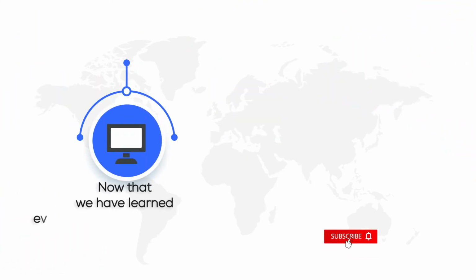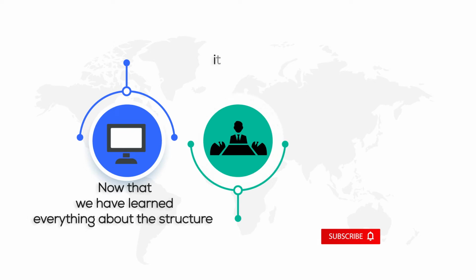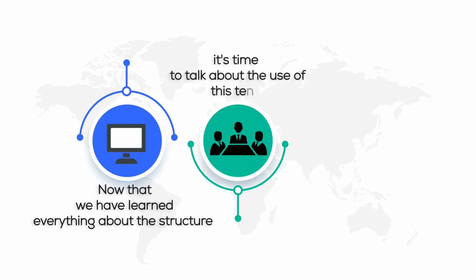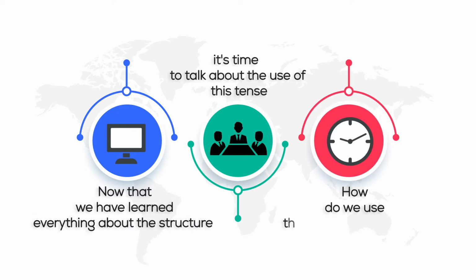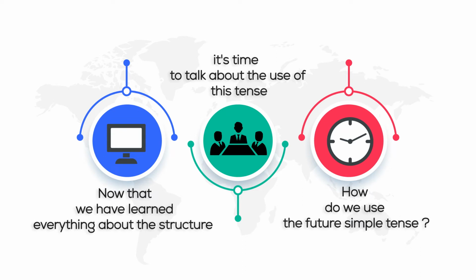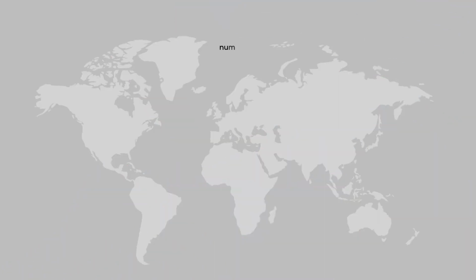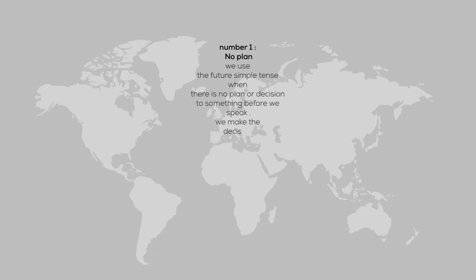Now that we have learned everything about this structure, it's time to talk about the uses of this tense. How do we use the future simple tense? Number 1: No plan. We use the future simple tense when there is no plan or decision to do something before we speak. We make the decision spontaneously at the time of speaking.